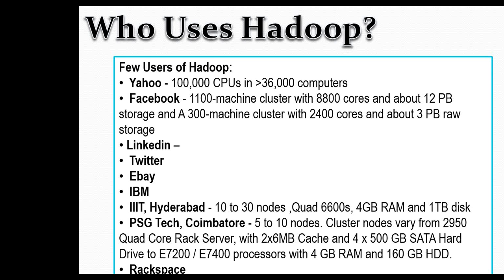Then another technology institute, PSG Tech in Coimbatore, is also working with 5 to 10 nodes. The cluster nodes vary from 2950 quad-core rack servers. So this is the configuration they're working with. Other major industry initiatives come from Rackspace, Google, Adobe, and New York Times, and right now Microsoft has also come up with a Hadoop solution with HDInsight.